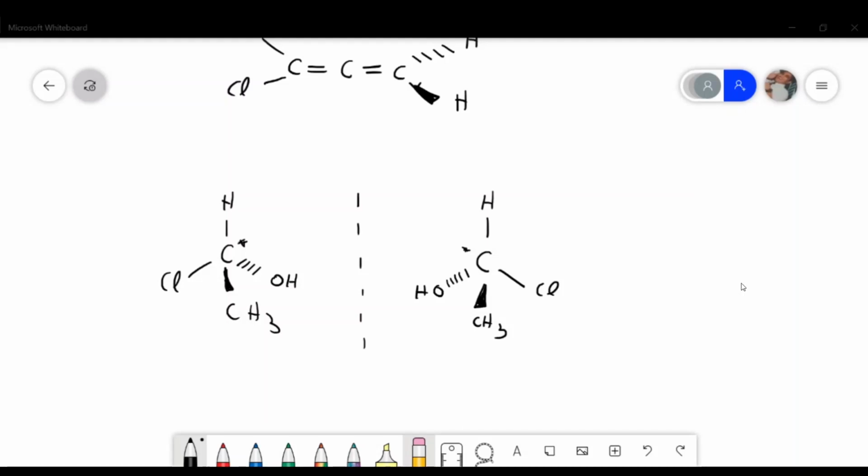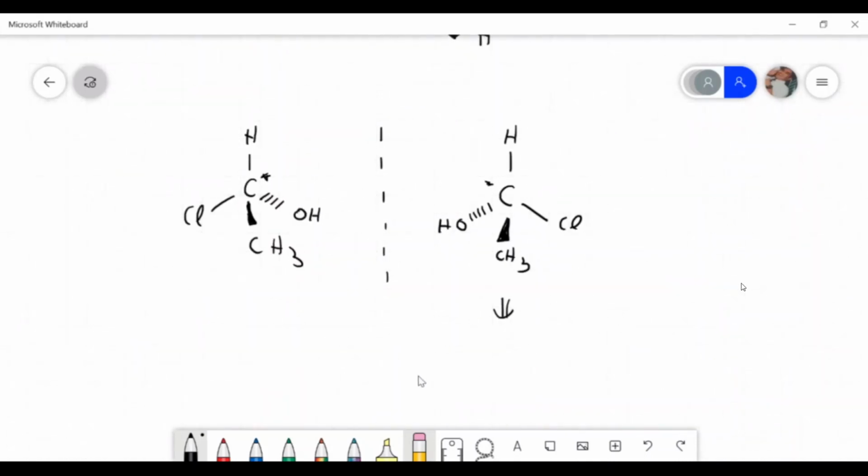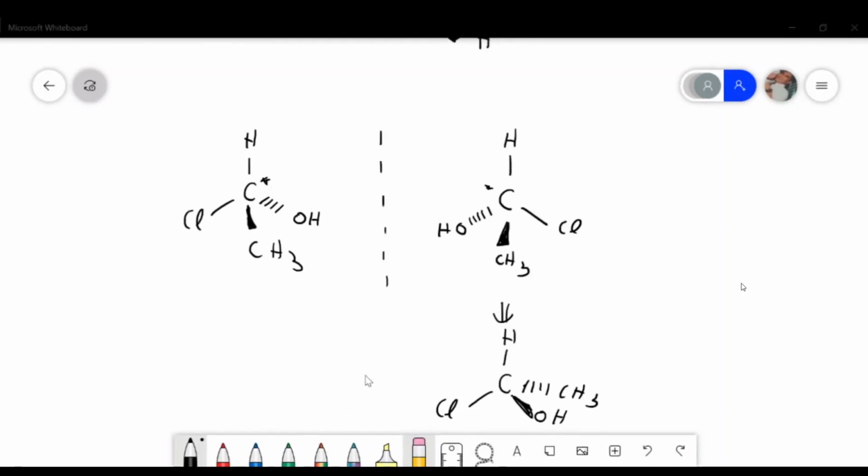So you see what I mean. If you were to rotate the one on the right until it's facing the same way again, you get something like this. Your H remains on top, but now you bring your Cl back to the side. What happens now is that your original OH group will now be in front of the plane, or this will be behind the plane, which is why it's not the same. We can't stack them on top of each other. So that's something to take note of.